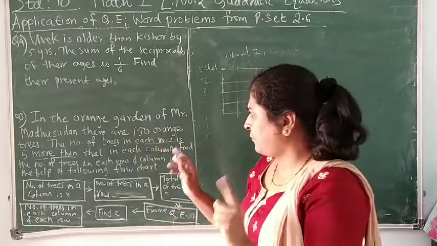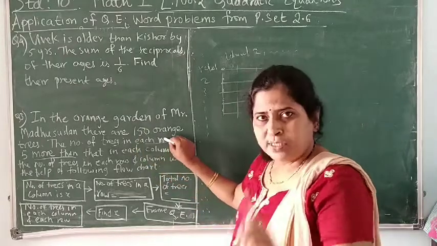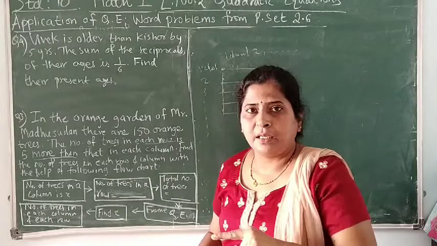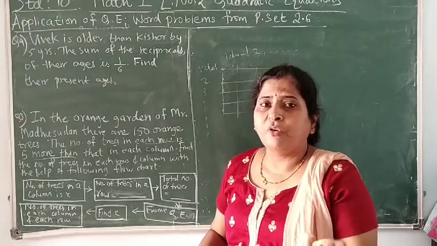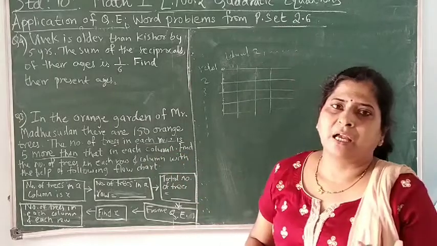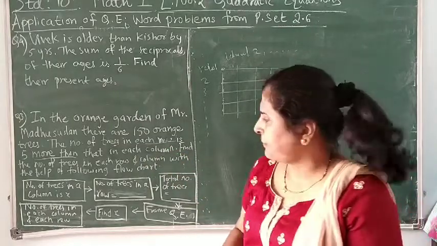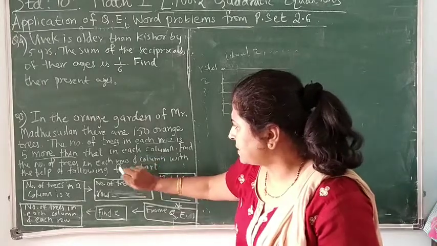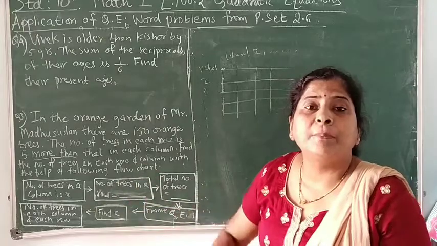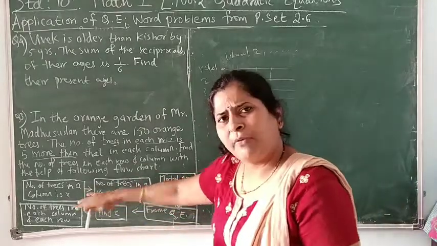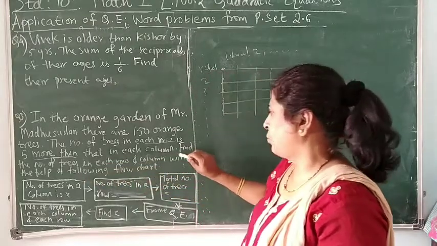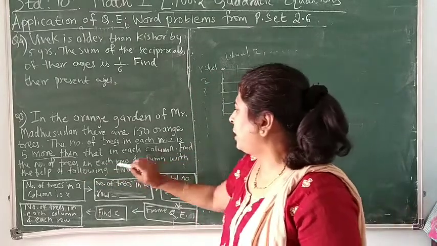So here, what is the first thing? The number of trees in each row is the first thing, and the number of trees in each column is the second thing. So we have to take the number of trees in each column to be x, and then we will find the number of rows. Here there is a flow chart we can see. So let's read the complete question. If the flow chart is not given, we can start like this. Find the number of trees in each row and column with the help of the following flow chart.